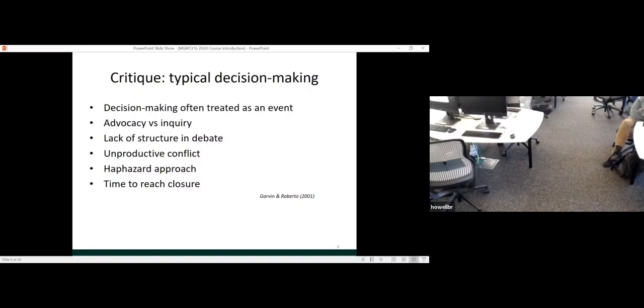As decision makers, we're looking for advocacy versus inquiry. The way in which we carry out the management of the implementation of the decision once made is outside the scope of this course. That's where you take HR and strategy and OB and all of those things to do that. But in this course, we want to keep an open mind and see what all of those options are on the table. Quite often there's a lack of structure in the debate that goes on.